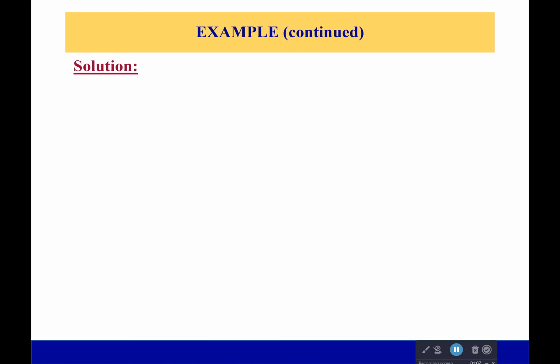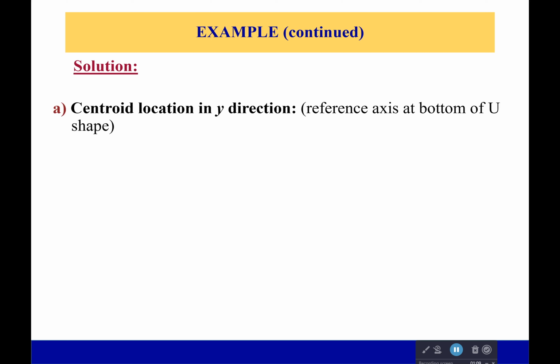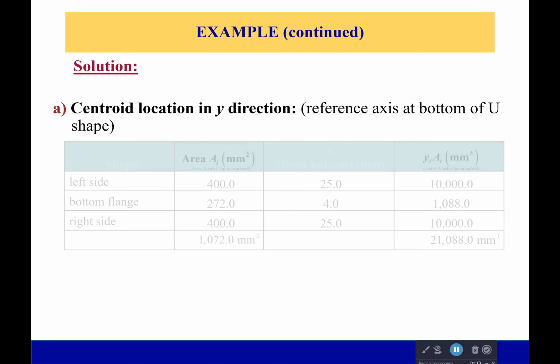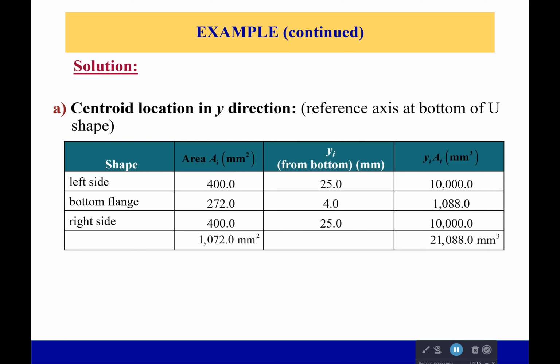Now, the first thing we need to do is to calculate our centroid. And we're going to be referencing the bottom of our U-shape. Okay, so we break it into three different shapes: left side, right side, and that bottom flange. We calculate their areas, which are not too difficult because they're all rectangles. And we calculate their distance to their centroid from the bottom.